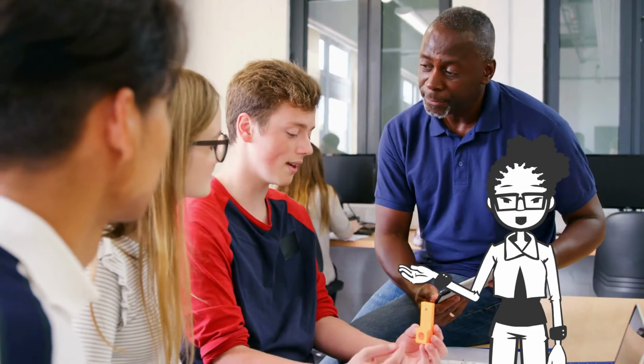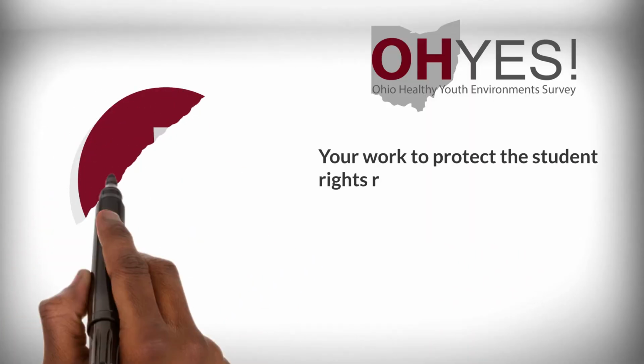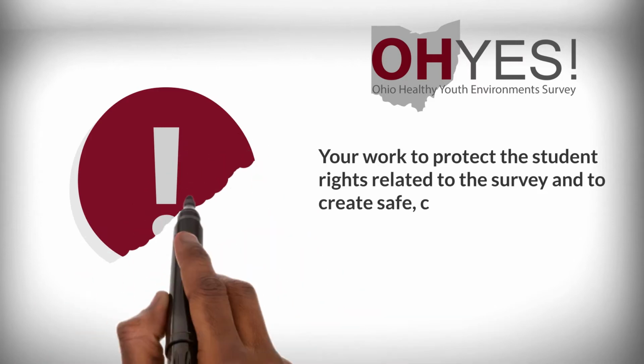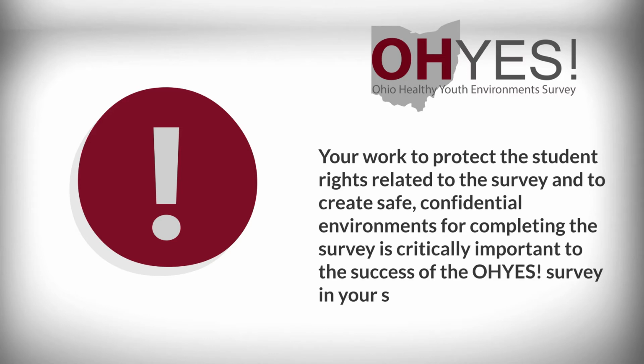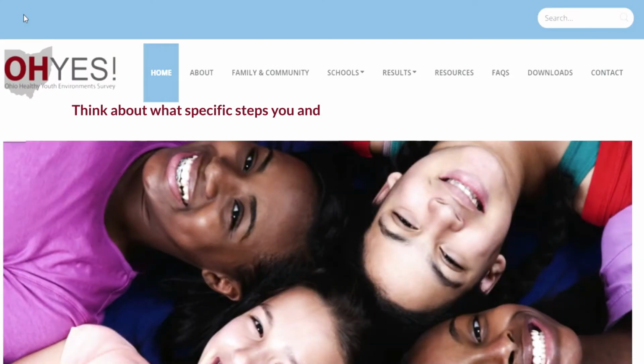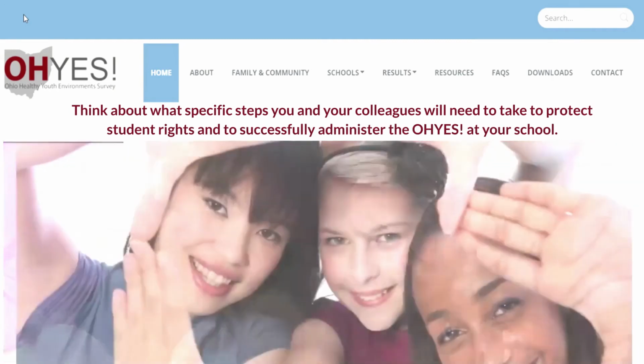The OHYES survey is an important tool that helps us improve the health and well-being of our schools and communities. Your work to protect the student rights related to the survey and to create safe, confidential environments for completing the survey is critically important to the success of the OHYES survey in your school. Think about what specific steps you and your colleagues will need to take to protect student rights and to successfully administer the OHYES at your school.